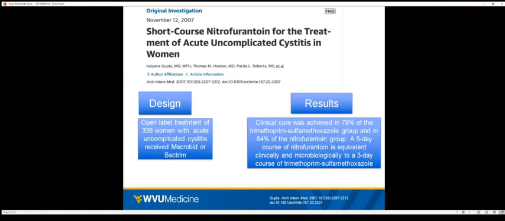Anyways, for the results, clinical cure was achieved in 79% of people in the Bactrim group and 84% in the Macrobid group. A 5-day course of Macrobid or nitrofurantoin is equivalent clinically and microbiologically to a 3-day course of Bactrim. So that's kind of interesting to see that a 5-day course of one drug is equivalent to a 3-day course of another drug. Pretty cool, I do say so myself.